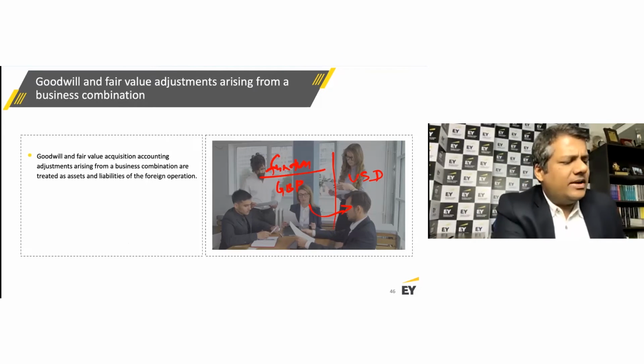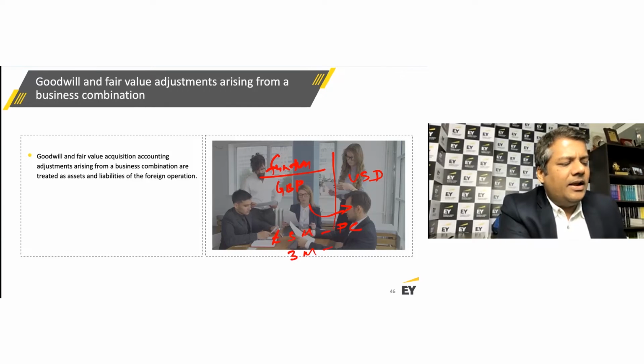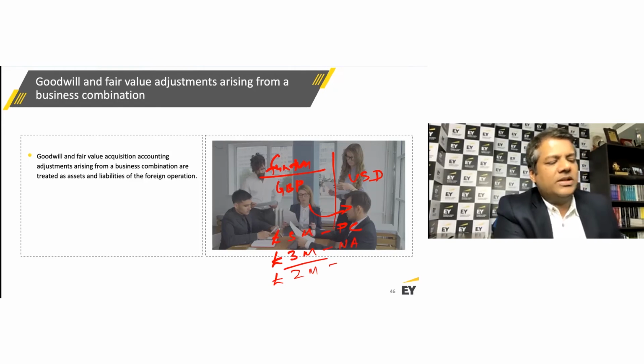So what we are trying to say is, let's say I've done a business combination for which I paid, let's say, 5 million GBP. That was my purchase consideration. I got net assets of 3 million GBP, and then 2 million is my goodwill. So that was, let's say, the transaction.